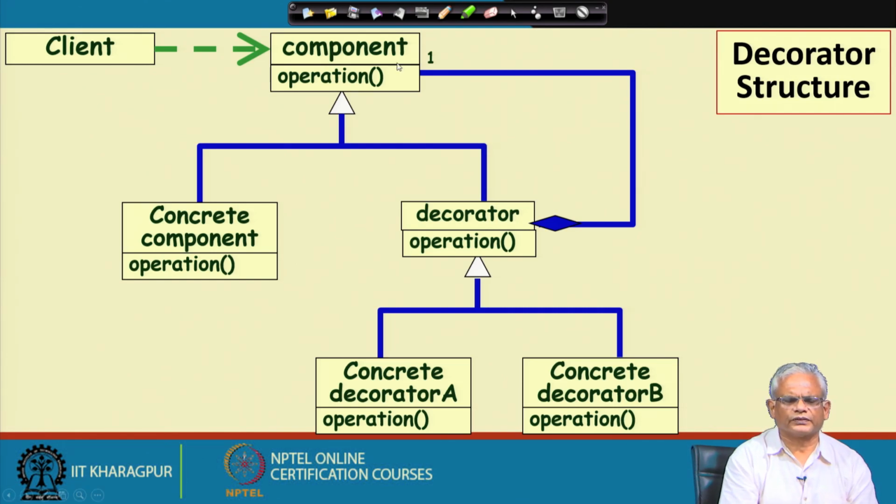Component is an interface. The concrete component is the one which existed. The decorator also implements the component interface. Okay, component can be an abstract class or an interface. And there can be different types of decorators, concrete decorator A, decorator B, and so on. And see here that at any time one decorator gets added. On the decorated object, we can have other decorators get added one at a time.